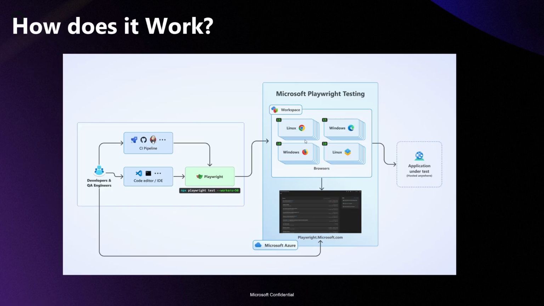Let's see how it works. As a developer or QA engineer, I can run Playwright either from my editor or local machine or from a CI pipeline as part of a check. Playwright can execute on my local machine and parallelizes the work across workers, which can be any number, but I can host these workers in the cloud in case I have many of them so that I don't have to slow down my local machine while testing.